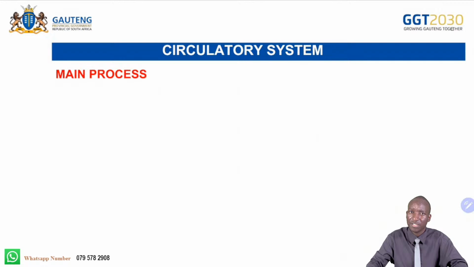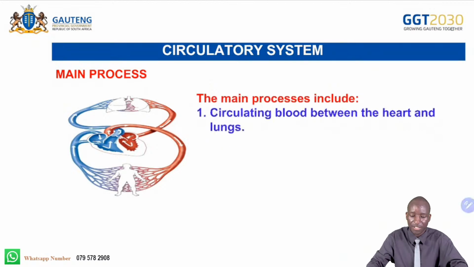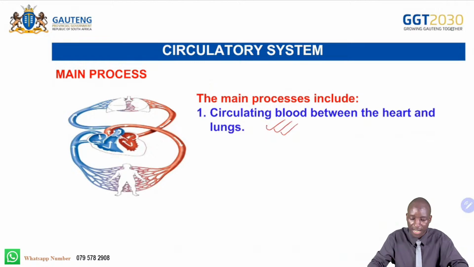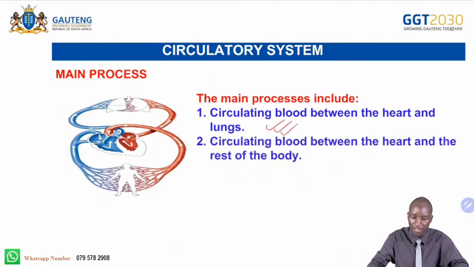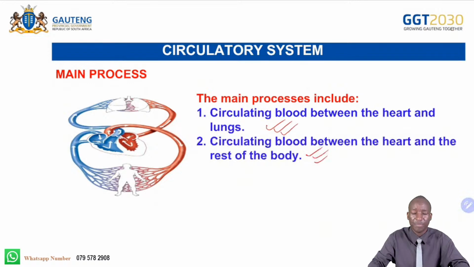The main processes of the circulatory system. One, the circulation of blood between the heart and the lungs. Number two, circulating blood between the heart and the rest of the body.